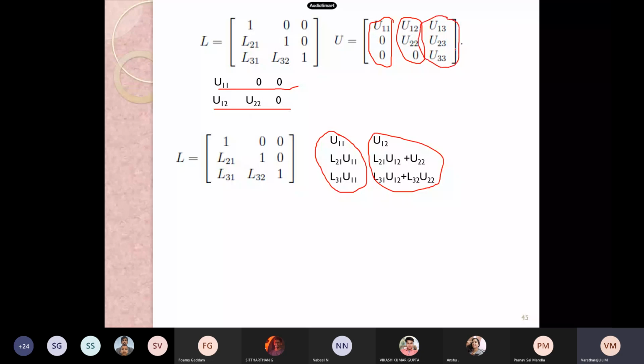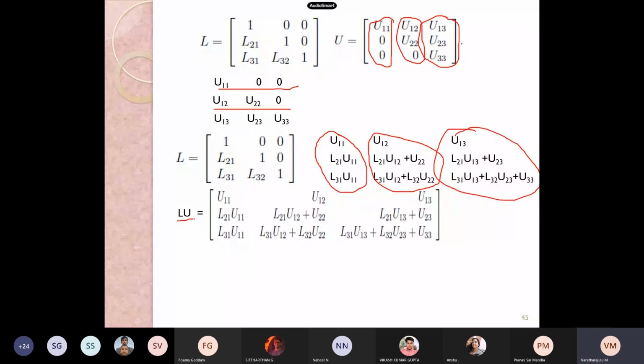Write the elements of the third column at the top of the first matrix: U13, U23, U33. Now U13, and then L21 into U13 plus U23, L31 into U13 plus L32 into U23 plus U33. This is what our third column is. And now we can get our LU. This is what our LU is equal to. We are accumulating all these results.